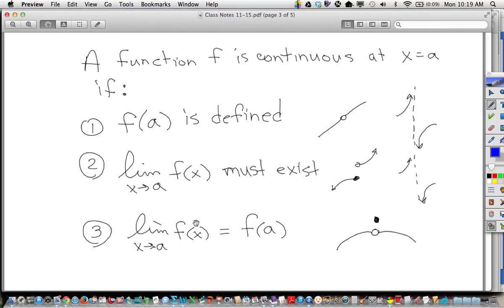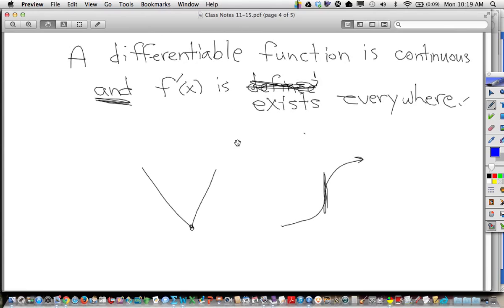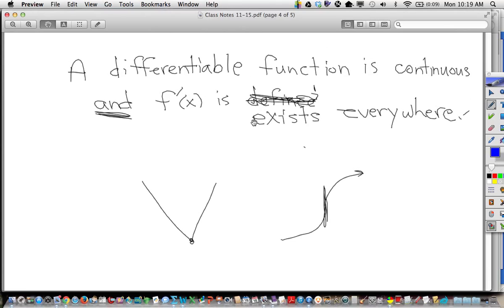And then we also talked about what it takes to be a differentiable function. And these are all posted on the website, these notes, everything's up there. A differentiable function is continuous, and F prime exists everywhere, right? F prime exists everywhere. So these would not be differentiable. These would be continuous, right? You don't have to lift your pencil. There's no holes or breaks or gaps or anything, but they do have a sharp point or a vertical tangent. So they're not differentiable. So a differentiable function is continuous, and the derivative has to exist everywhere.